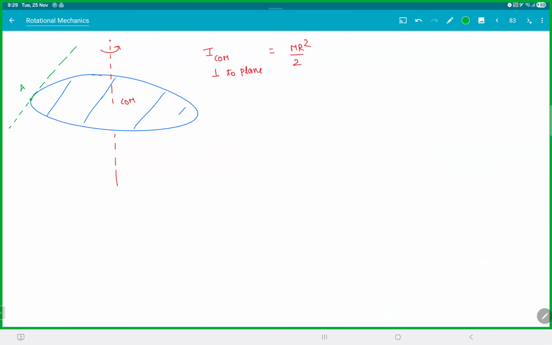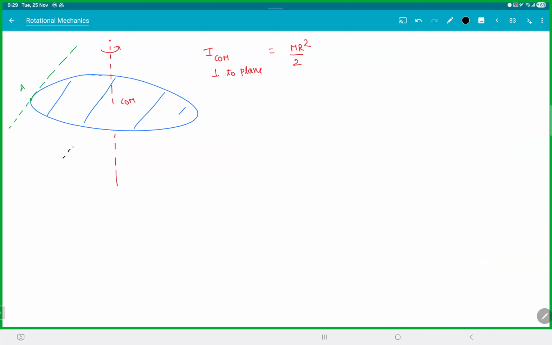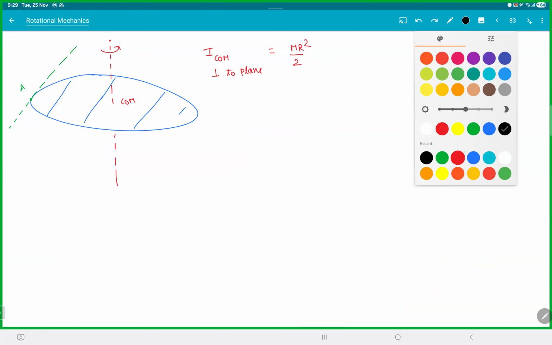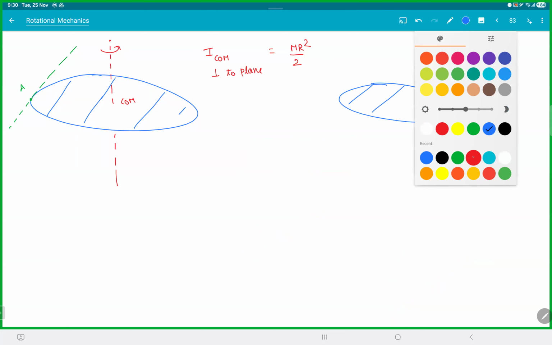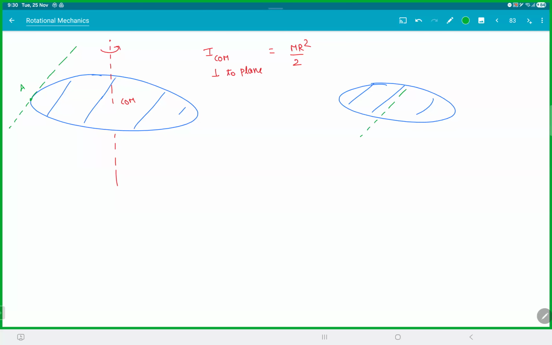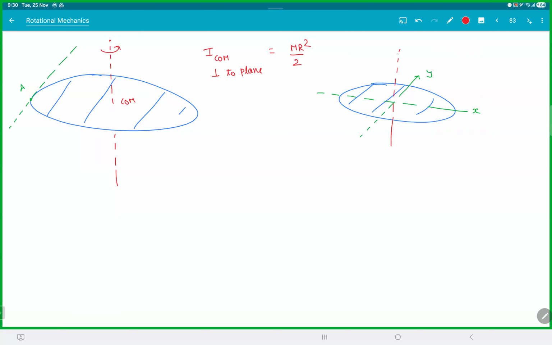Now there are two ways you can do it. One, I can first bring this thing parallel to the plane. So I will use the perpendicular axis theorem first, and then I will go there. I'll show you both things and you will see what happens. So first let's use the perpendicular axis theorem. We just did this. This is x, this is y, this is your Iz, which is mr square by 2.